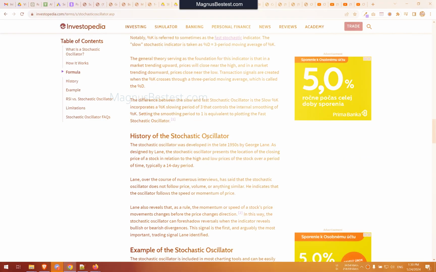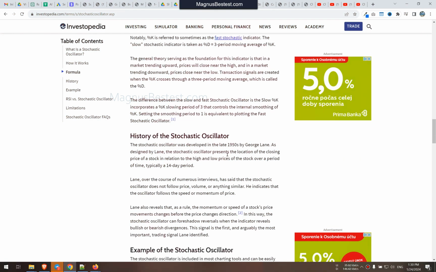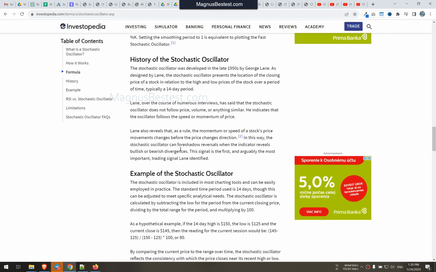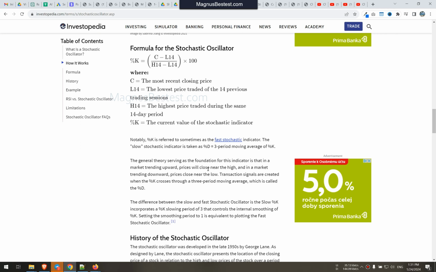So pretty simple. The history: it was invented in the 50s by George Lane. Default is a 14 period, 14 bars period. Okay, it doesn't need to be days. And basically the general theory serving as the foundation for this indicator is that in a market trending upward, the prices will close near the high, and in a market trending downward, prices close near the low.